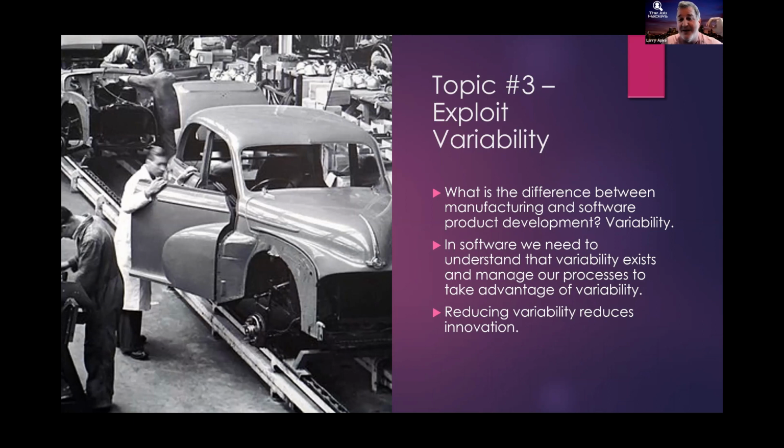This is always fun. The difference between manufacturing and product development, and software product development in particular, because that's what I do, is variability. In manufacturing, variability is the wrong thing to have, right? You all get that. And that's what most people are taught in their MBA programs. Let's reduce variability because variability is a terrible thing.